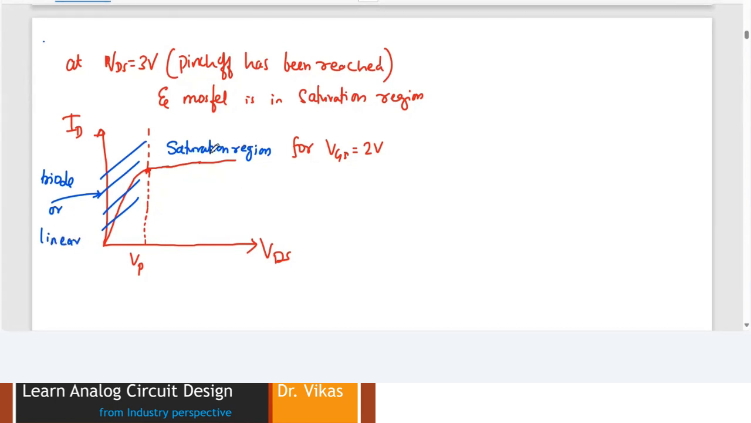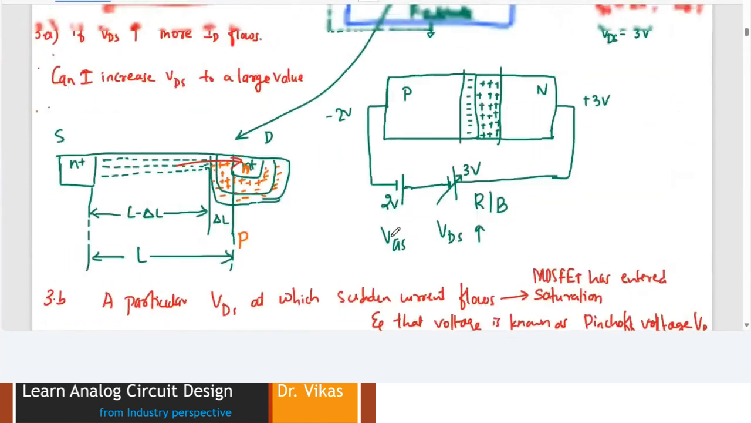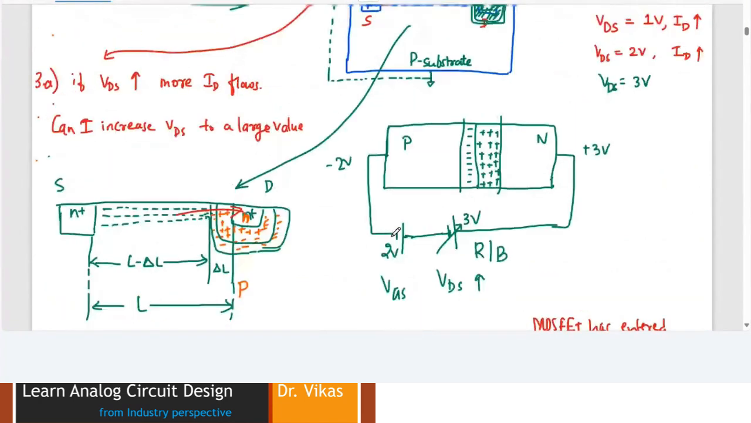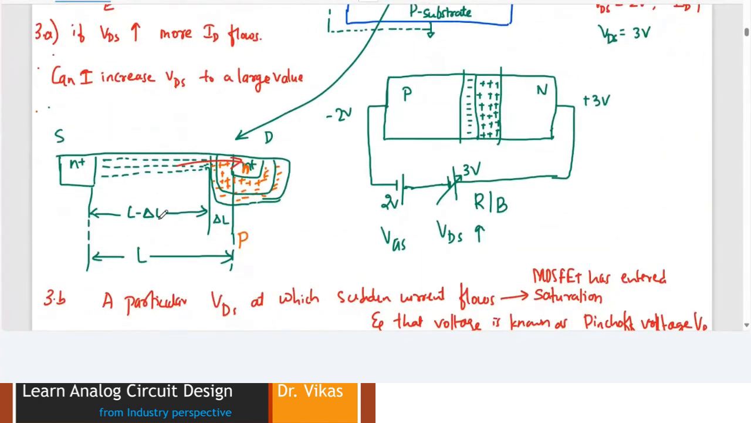So these are the two main regions of operation. And there is one more region, the cutoff region. Cutoff indicates when the MOSFET is off, or basically when VGS is less than VT. So that's your cutoff condition. So this is basically how your entire MOSFET is going to behave when you try to increase VDS at a fixed VGS. And in due course of time, it is going to reduce the length of the MOSFET also from L to L minus delta L.